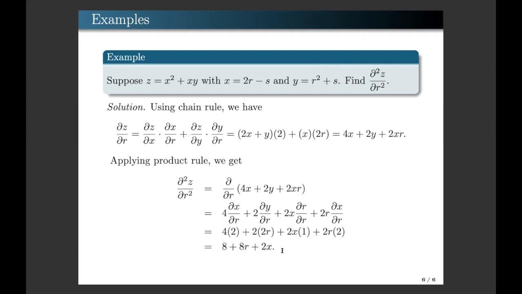Right. And this ends part 2 of lecture 1.5. We still have part 3 where we will discuss the concept of implicit differentiation. See you then.